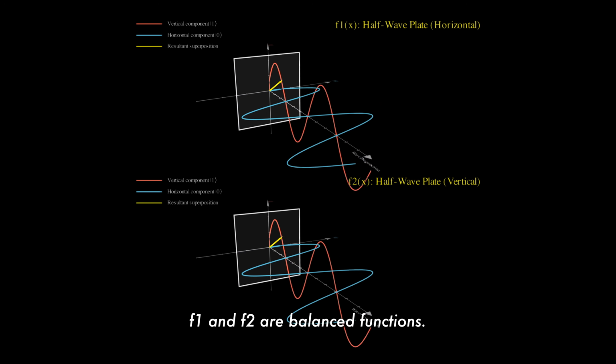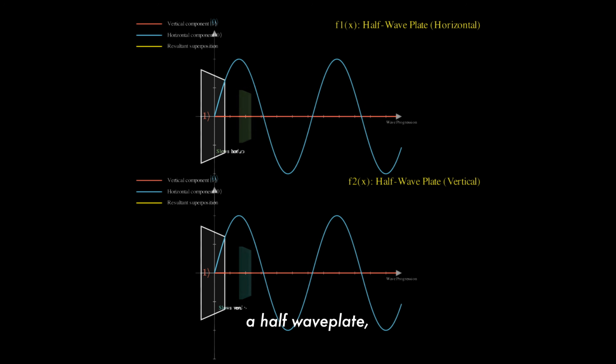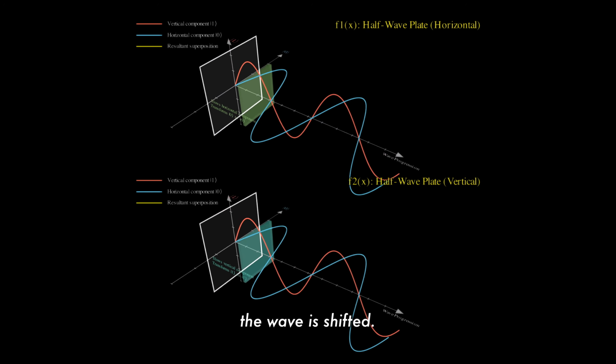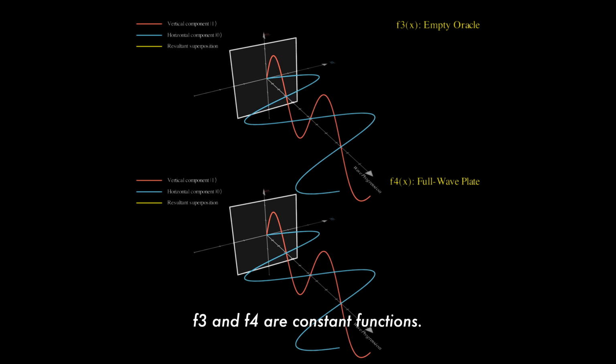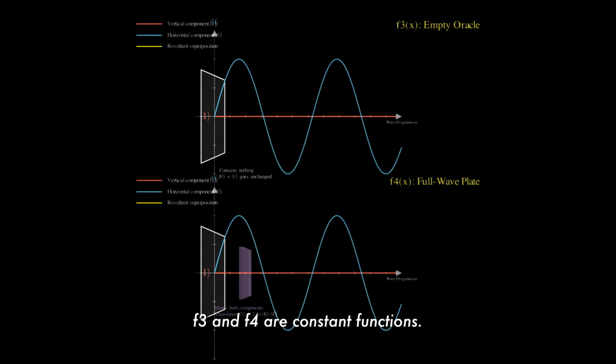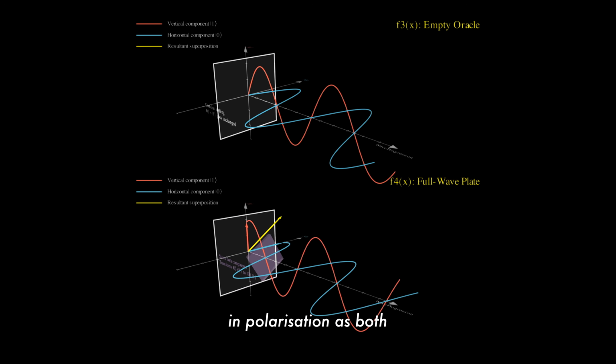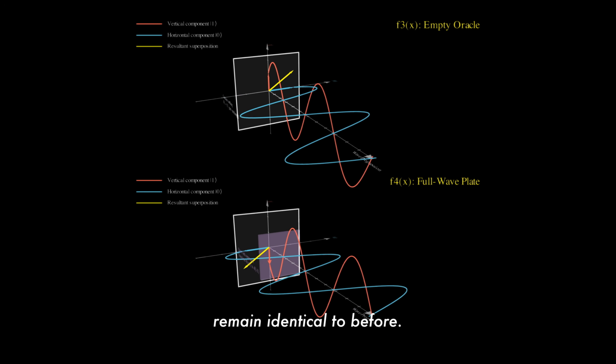f1 of x and f2 of x are balanced functions. They both contain a half-wave plate, so one component of the wave is shifted. Regardless, they both have a resultant wave at minus 45 degrees. f3 of x and f4 of x are constant functions. Their waves do not change in polarization, as both components of the wave remain identical to before.